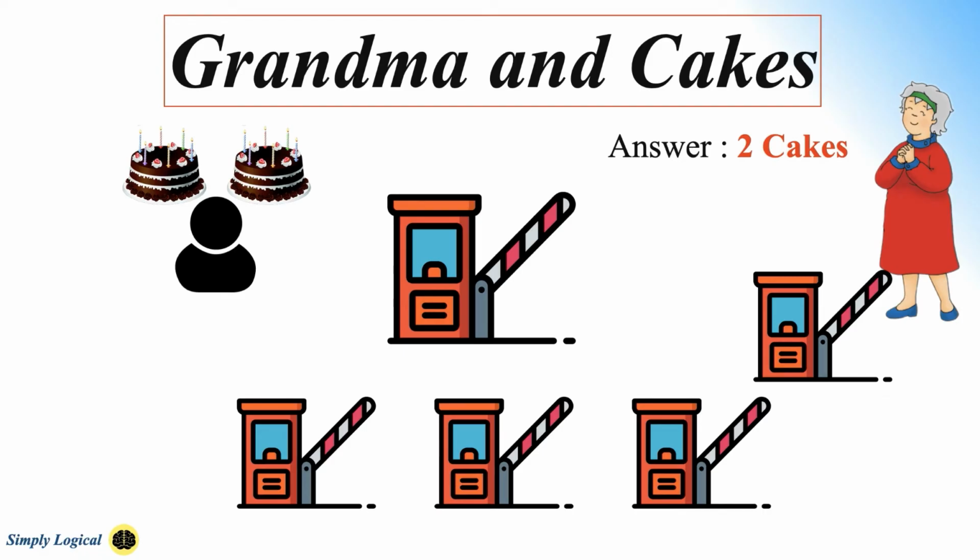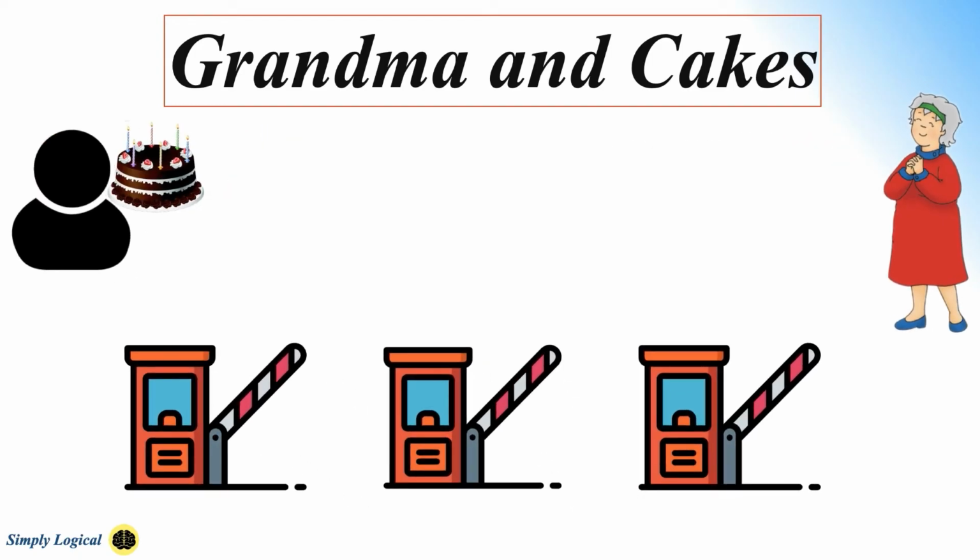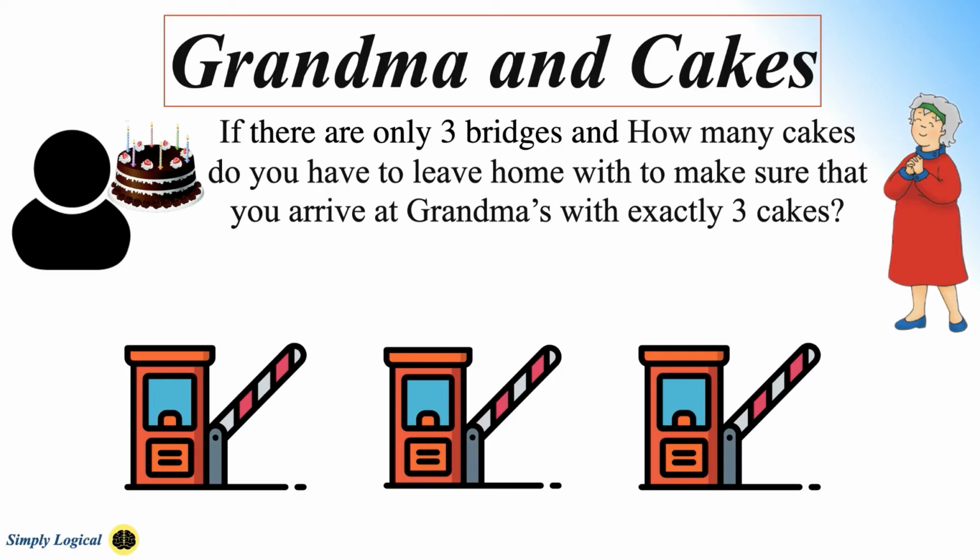You started with 2 cakes. After the first toll, you still have 2 cakes, and this will repeat in all remaining tolls. So if you start with 2 cakes, you will end up with 2 cakes after the last toll. Thus, the answer to this puzzle is 2. This is a very simple scenario. What if the question is asked in such a way that there are only 3 bridges, and how many cakes do you have to leave home with to make sure that you arrive at grandma's with exactly 3 cakes?